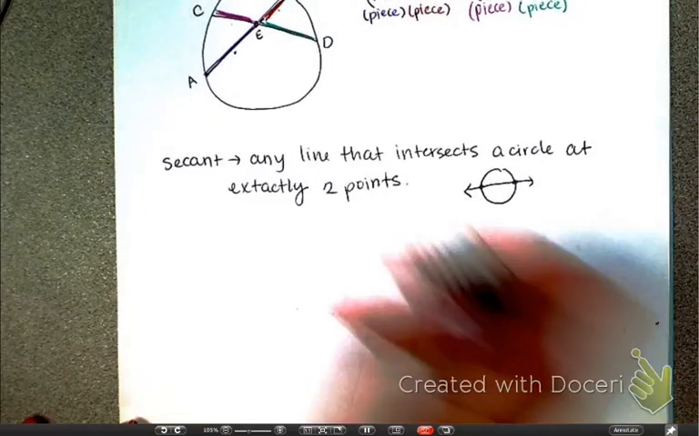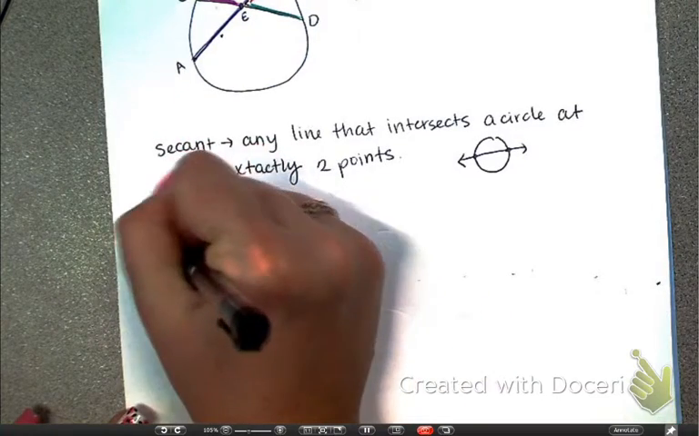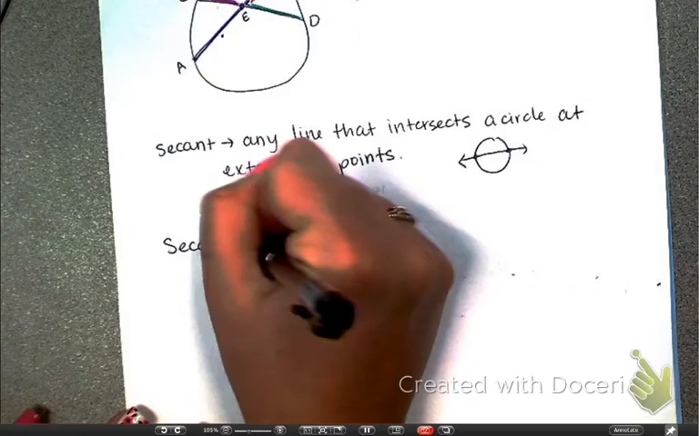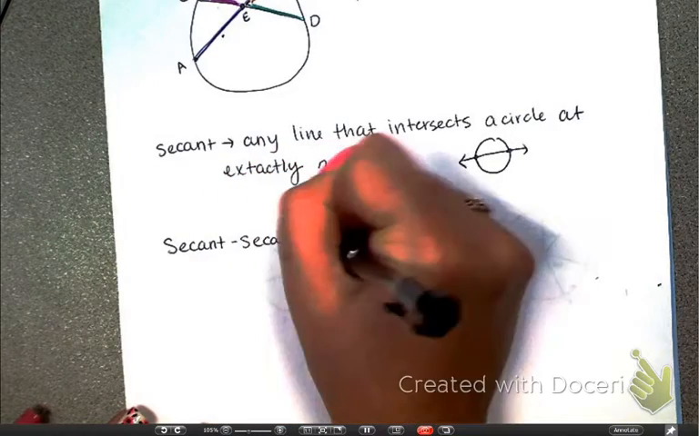Okay? So the next definition is the secant product theorem.